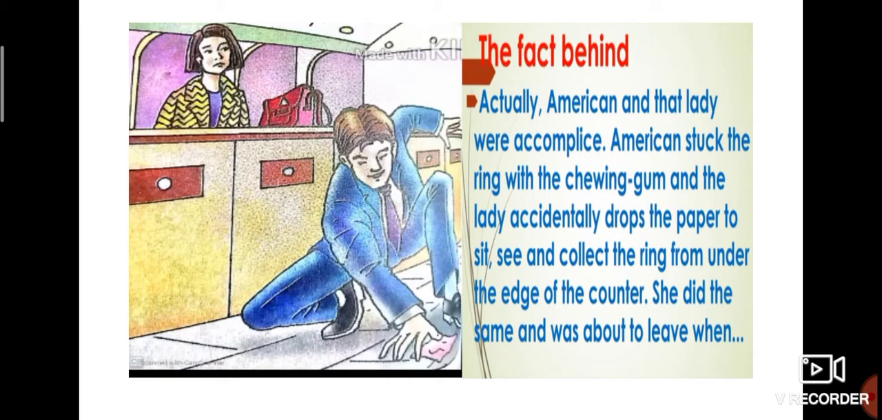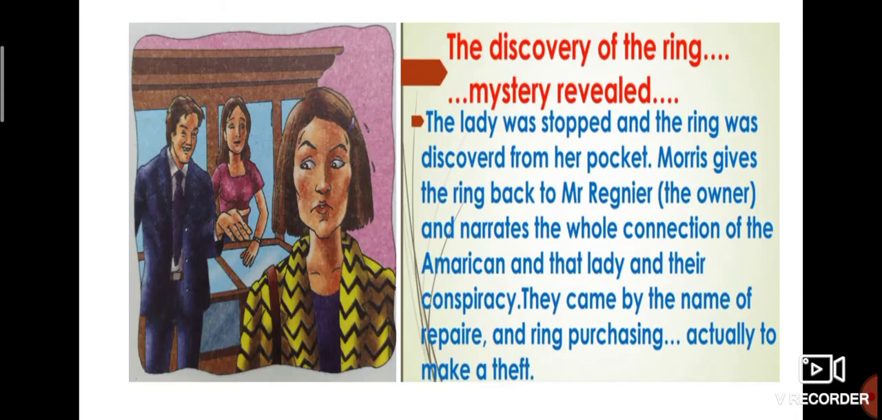She did the same and was about to leave when the lady was stopped and the ring was discovered from her pocket. Morris gives the ring back to Mr. Rayner, the owner of the shop, and narrates the whole connection of the American and that lady and their conspiracy. They came in the name of repair and ring purchasing, actually to commit a theft.